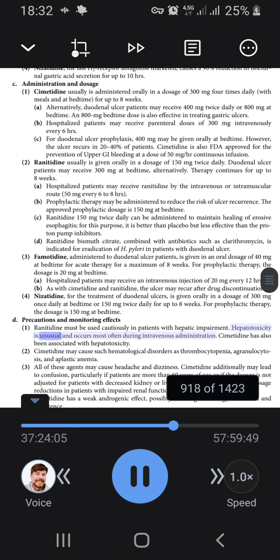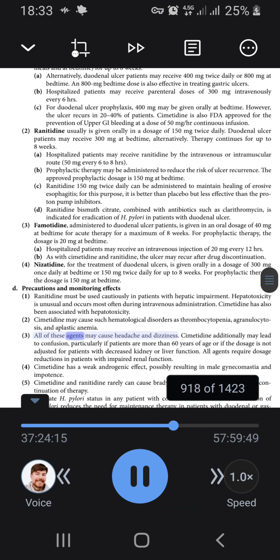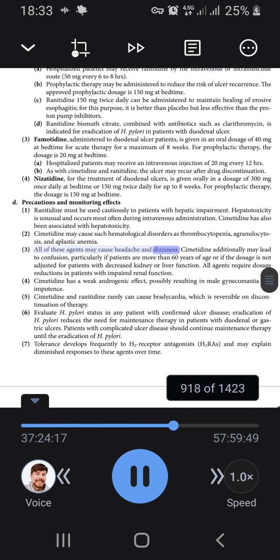Hepatotoxicity is unusual and occurs most often during intravenous administration. Cimetidine has also been associated with hepatotoxicity. 2. Cimetidine may cause such hematological disorders as thrombocytopenia, agranulocytosis, and aplastic anemia. 3. All these agents may cause headache and dizziness.